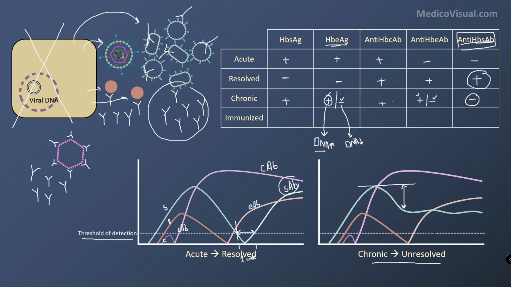In such a case, when E antigen is present, it means there is more likelihood of transmission to another person. This hepatitis B patient is more likely to transmit this infection to another susceptible person because more virus particles are present. But if it is negative, fewer virus particles are present, it means this person is less likely to infect another person. So E antigen is also called the transmissibility factor. Presence of E antigen means more likelihood of transmissibility. Clear up till now?